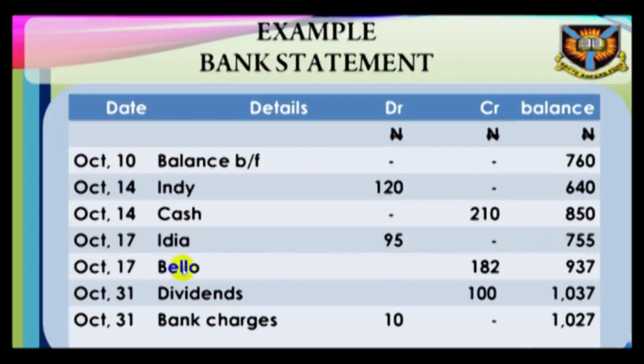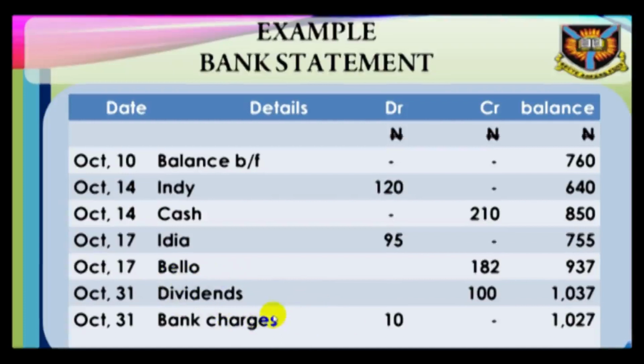On October 17th as well, we have Belo credit of 182 naira, and that gave us a balance of 937 naira. On the 31st of October, we have dividend of 100 naira, which gives us a total of 1,037 naira. And on the 31st of October as well, we have bank charges debit of 10 naira, and then we have a balance of 1,027 naira.